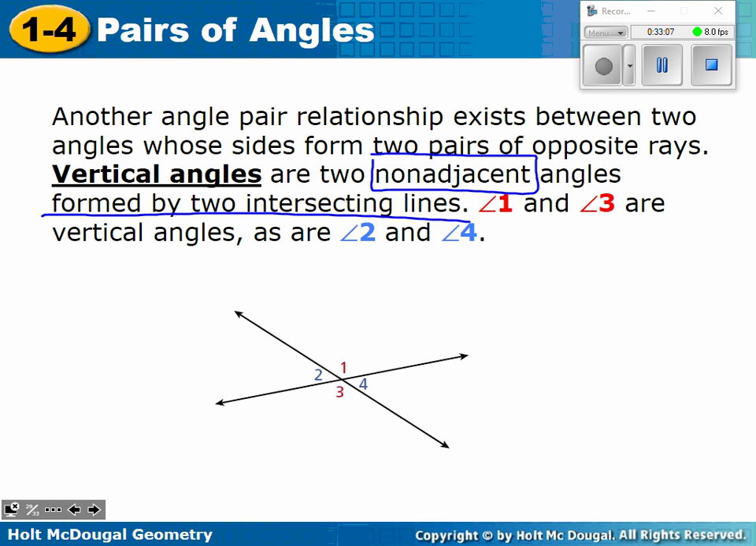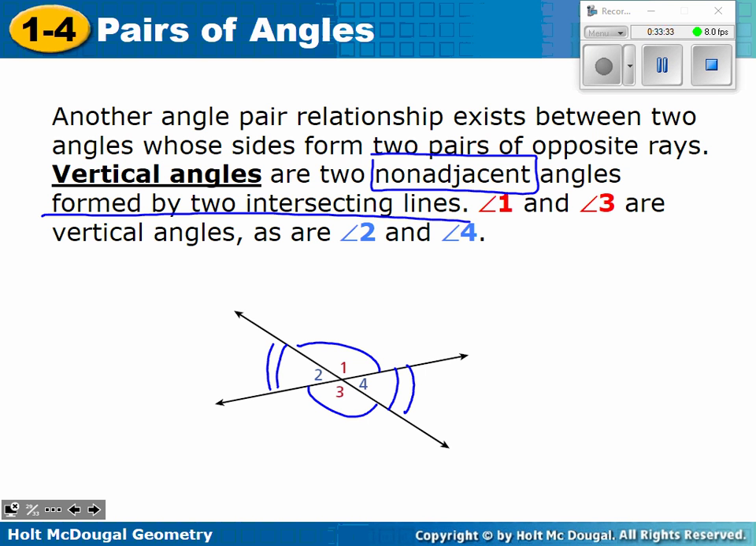So when you look at this picture, you have 2 intersecting lines. There are 2 pairs of vertical angles here. Angles 1 and 3 are vertical. Angles 2 and 4 are vertical. Vertical angles are basically the angles that are across from each other when 2 lines intersect. Does that make sense? Okay, I'm going to teach you your very first theorem today.